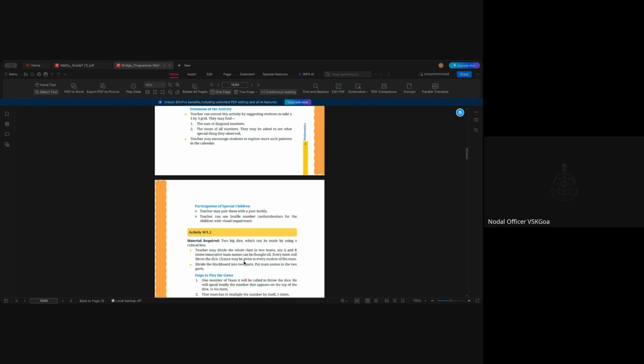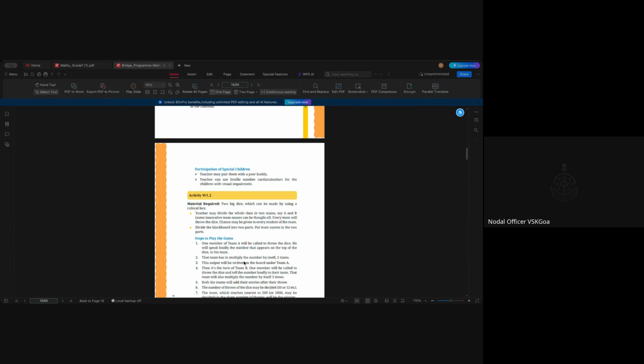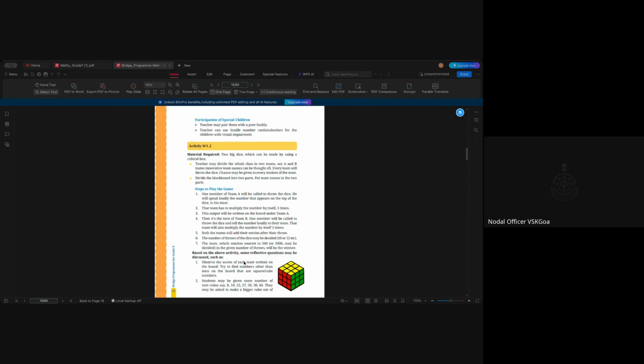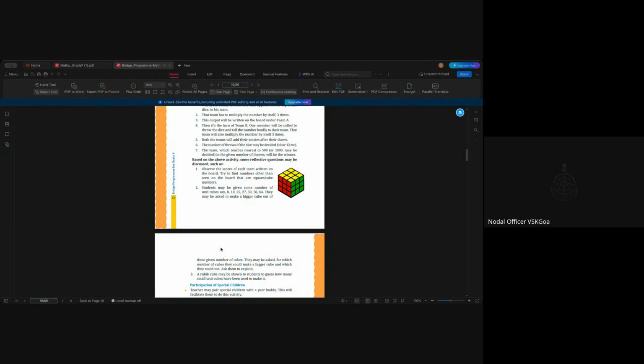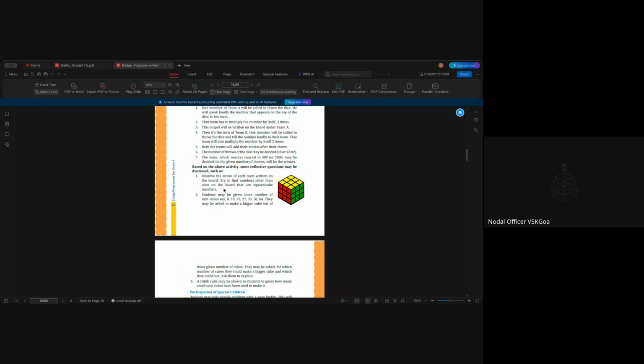In a similar manner, you could see there are different activities mentioned over here. That is the first activity which I explained to you all. This is the second activity. You could see W12 means week one's second activity. Here also certain things are mentioned to you all. So please go through these instructions. These instructions are very clear to understand and very simple to follow.